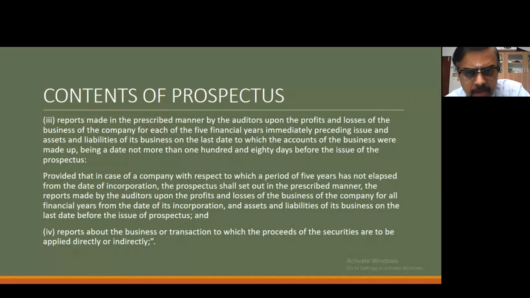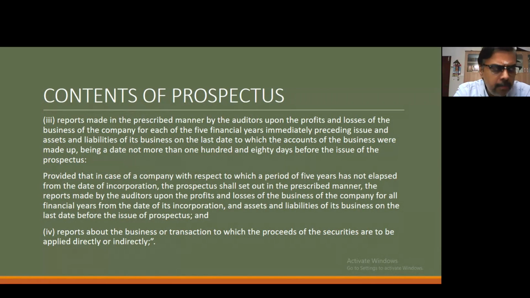And in case of a company with respect to which a period of 5 years has not elapsed after its incorporation, sometimes it may so happen that my company got incorporated 2 years before I am coming up with an IPO now. That means only 2 years have elapsed. Then what you should do, the prospectus shall set out in the prescribed manner the reports made by the auditors, that is what we refer to as auditor's report, upon the P&L and balance sheet of the company from the date of its incorporation. That means for the last 2 years. And reports about the business or transaction to which the proceeds of securities are to be applied directly or indirectly.